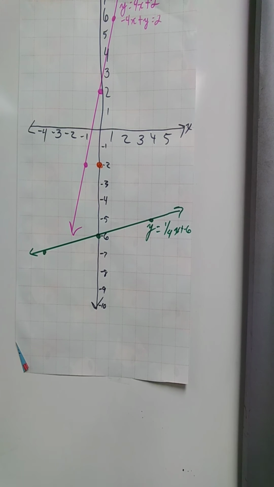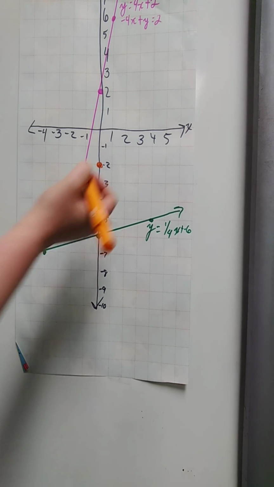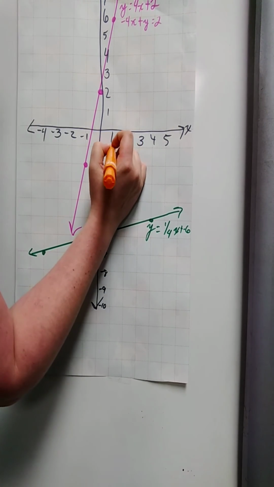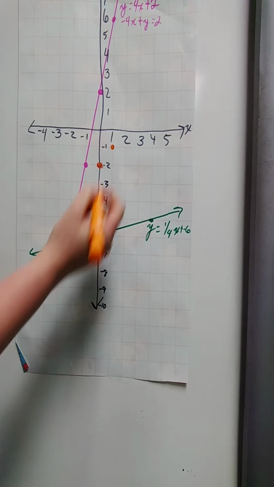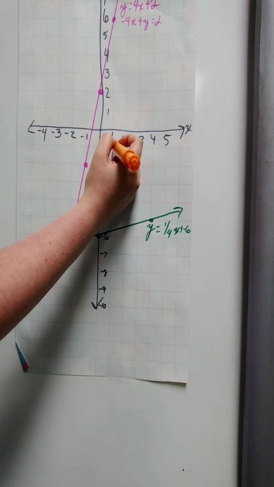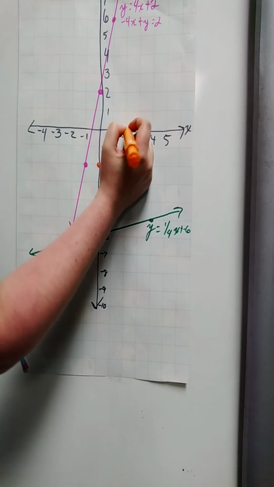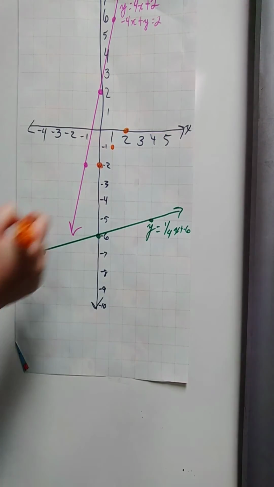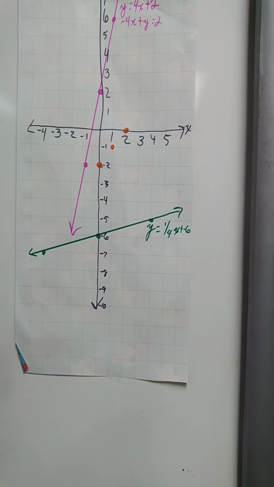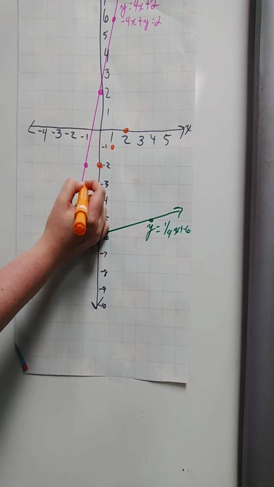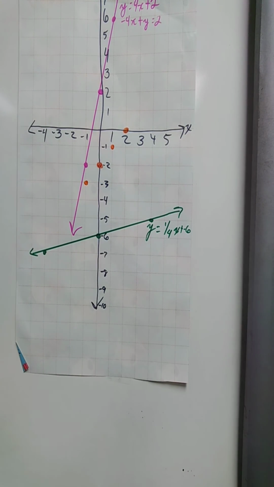Okay. What is my slope? 1. So what does that mean? How many do I rise? How many do I run? How much do I go up? How much do I go over? 1. I go up 1 over 1? Yes. Can I do it again? Yes. Up 1 over 1. Let's go down 1, left 1 just to make sure. And we will connect them.